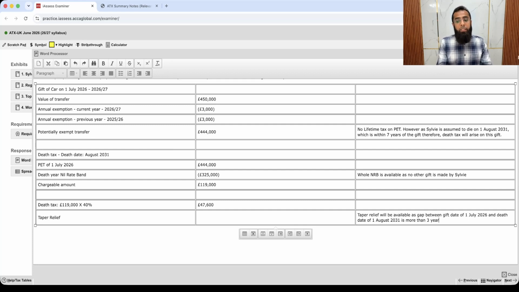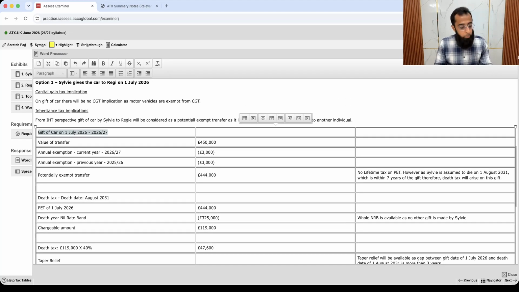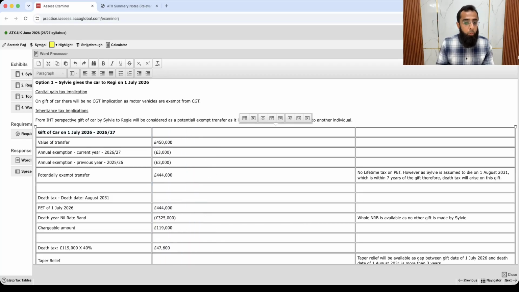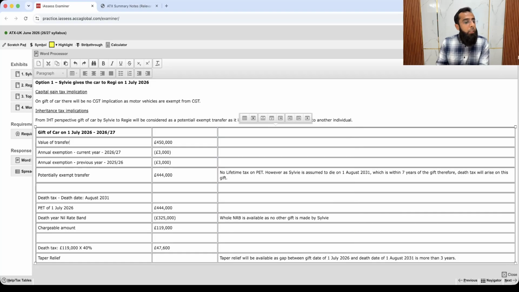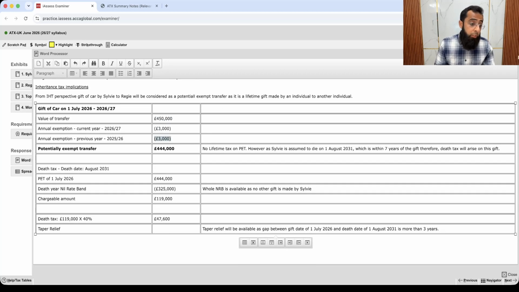Sir, will you repeat the things? Yes, I will repeat. This is very basic working which I'm doing. Calculation of IHT, you have studied it a lot of times in your course. From a CGT implication, gift of a motor vehicle was an exempt asset. From IHT, when you gift an asset during life, it's a PET. Value of transfer: in IHT, you directly use the market value. You deduct annual exemptions, you get the value of the PET.